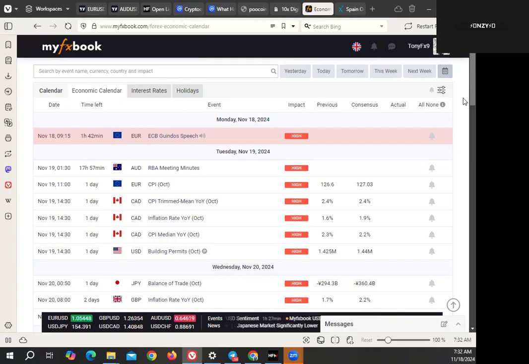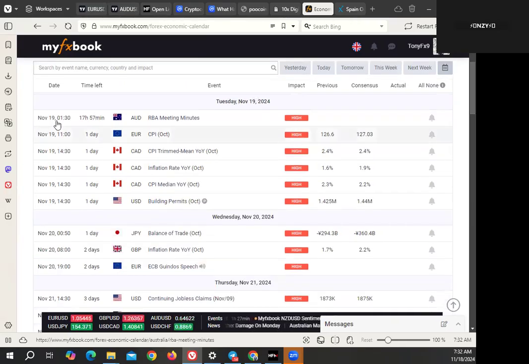It is a very good sentimental analysis to read and to be aware of what is happening in the Euro economy. Then on Tuesday by 1:30 a.m. we have the Reserve Bank of Australia meeting minutes. That's by 1:30. Then by 11 a.m. tomorrow, Tuesday, we have CPI for Euro, which is the inflation figure.